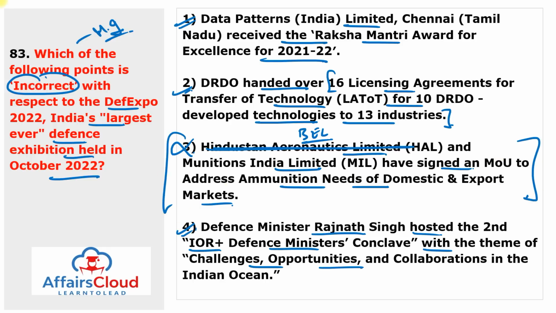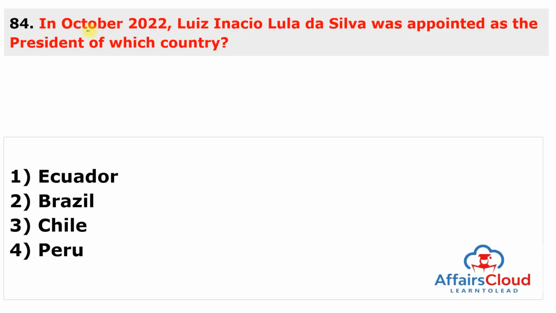Moving to the next question. In October 2022, Luiz Inacio Lula da Silva was appointed as the president of which country? And he was appointed as the president of Brazil. Static question, important question. Luiz Inacio, the former Brazilian president and leftist leader, has been elected as the new president of Brazil after defeating the current president Jair Bolsonaro.